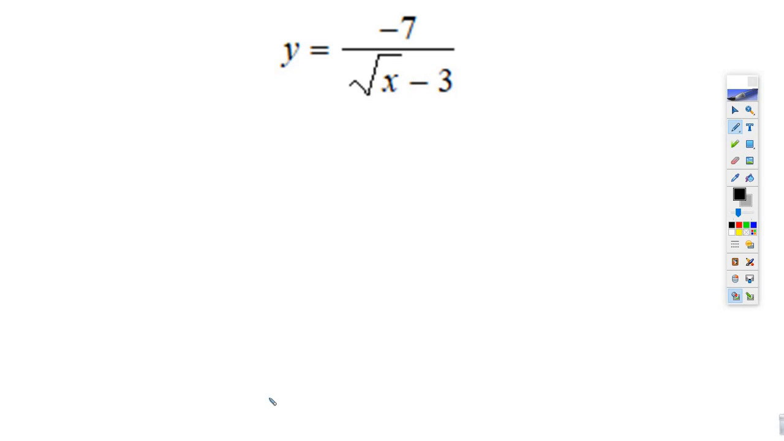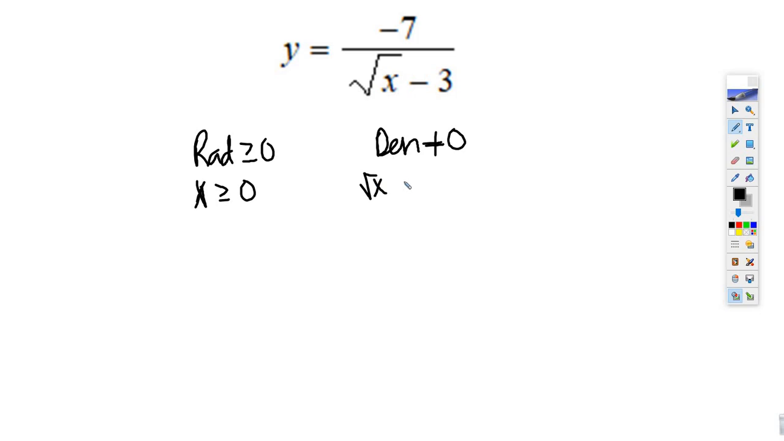Okay? So this is a very similar problem. So we know that the radicand has to be greater than or equal to 0. So x has to be greater than or equal to 0. It's the only thing under the radical. My denominator, once again, cannot be equal to 0. So I have the square root of x minus 3 is not equal to 0. So I'm going to add 3.